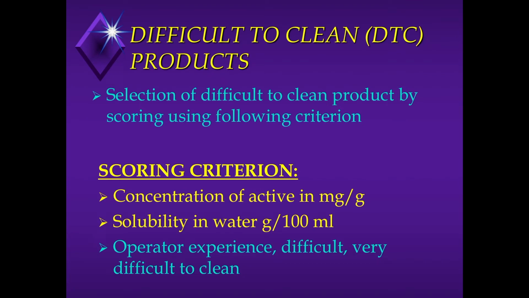Secondly, the ratio of active to mass of the tablet is also used for scoring. Let's say that if we have a product where active per tablet is 10 milligram and the entire weight of the tablet is 100 milligram. In the other case, if we have 50 milligram of active in 100 milligram of tablet, we can say that the product with high strength is most difficult to clean. So there are different ways to score to find out which product is most difficult to clean. We have to select the most difficult to clean product for our cleaning validation studies.